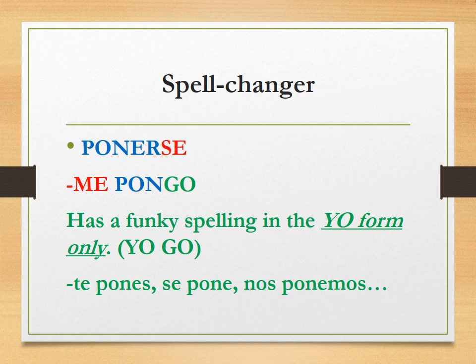Careful with spell changers. Remember I put a little star by ponerse because me pongo has a funky spelling in the yo form. It's what I like to call a yo-go. Me pongo means I put on something, like put on a shirt, put on my pants, that kind of stuff. But as far as conjugations go, the rest of them conjugate like normal. So me pongo, te pones, se pone, nos ponemos, etc.